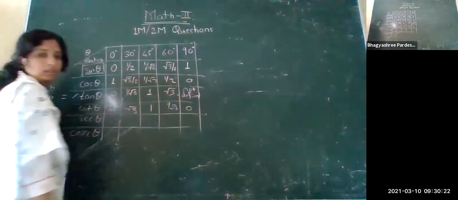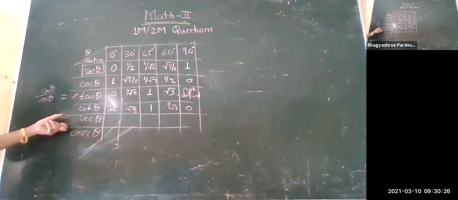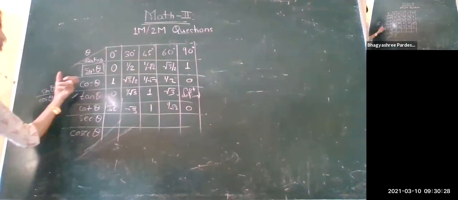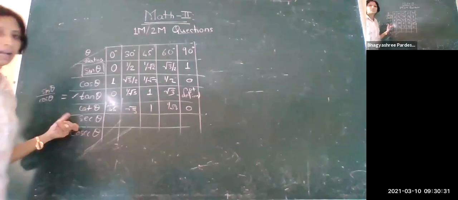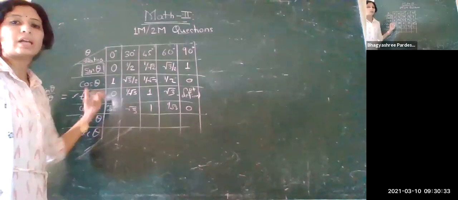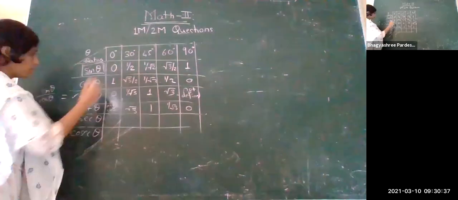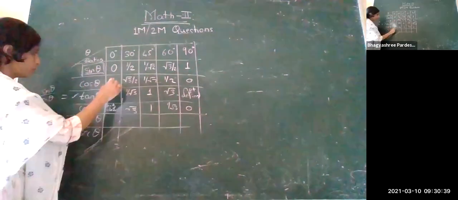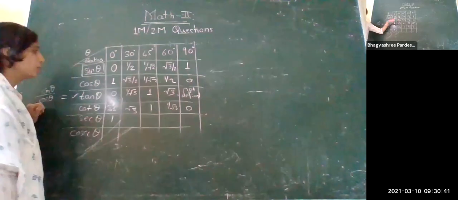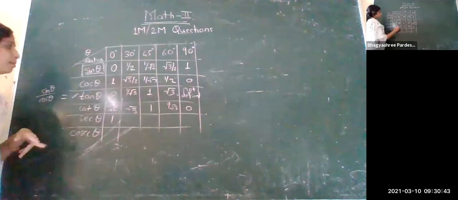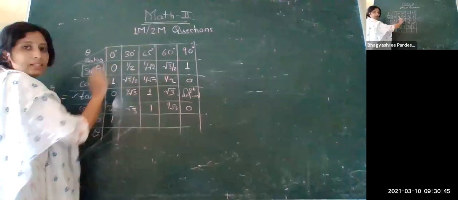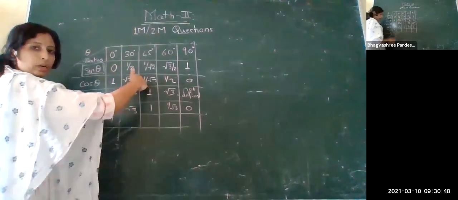Easy? This is sec theta. What is the relation? Since sec theta is equal to 1 upon cos theta, simply use that: 1 divided by cos theta. 1 by 1 is 1. Then 1 divided by root 3 by 2: simply take the reciprocal of the second, that is 2 by root 3.